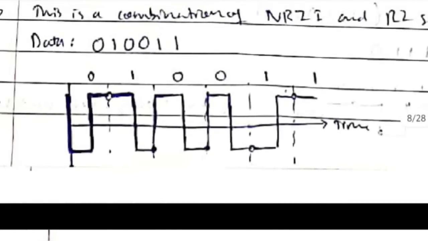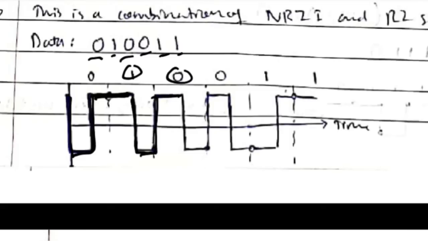So if the given data is 0, 1, 0, 0, 1, 1, we will start from here, come to here, and check the next bit, 1. If it's 1, don't invert, continue here. Then come to here and check the next bit is 0. If it's 0, don't continue, go up. Then come here and it's 0, again go up. Then it's 1, don't do anything, continue, and come here.